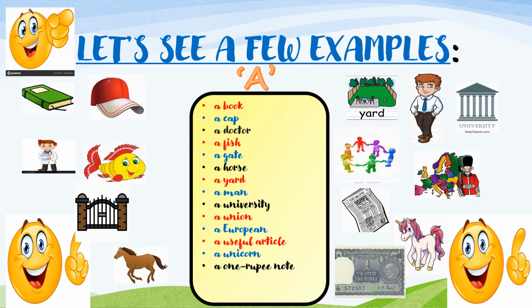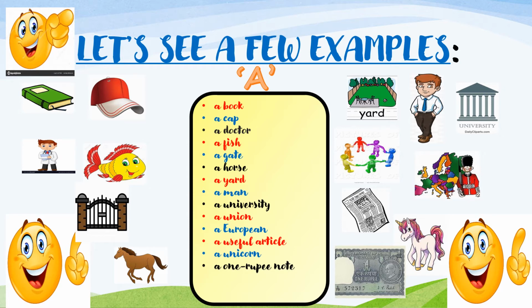But what about the next set of words? A university, a union, a European, a useful article, a unicorn, a 1 rupee note. All these words began with vowels. Have you observed, children? All these words began with vowels. But why did I use the article a? As per the rule, before the vowel sound, we need to use article an. Before vowels, we need to use article an. But why did I use article a here?